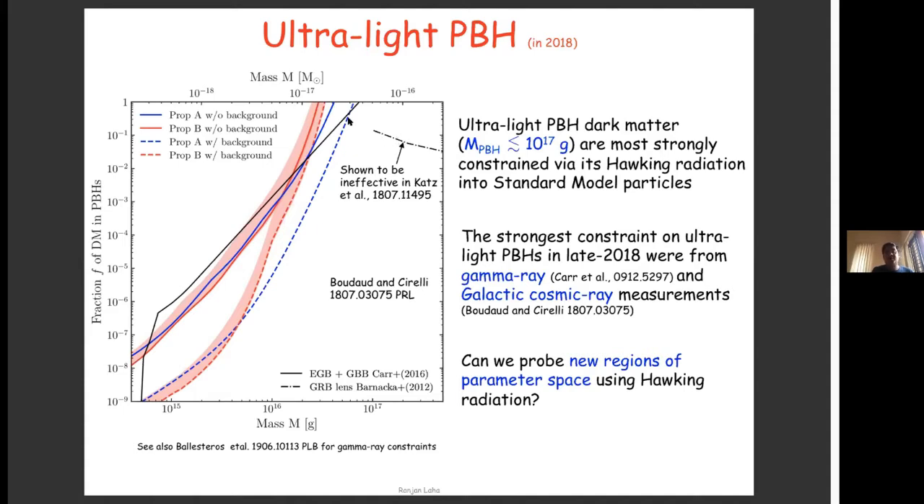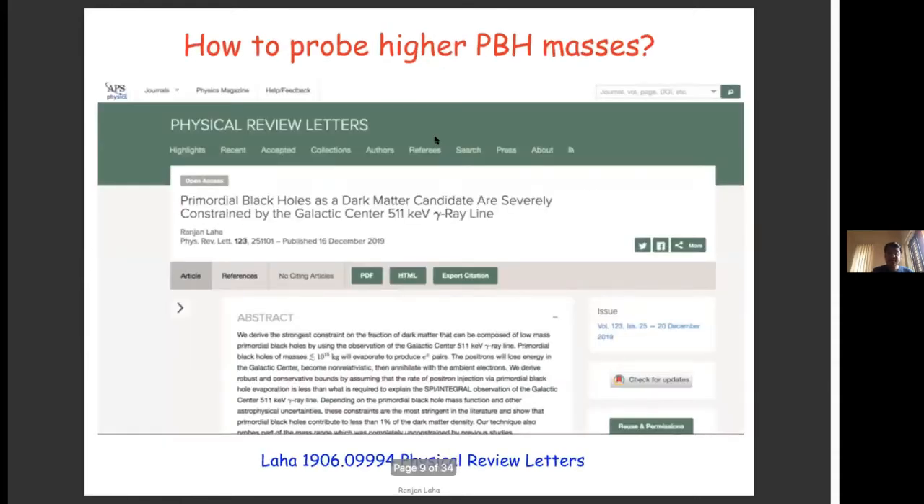So I started to think, can you probe primordial black holes in this mass range, from a few times 10^16 gram onwards? Is there a way to probe it using Hawking radiation or any other methods? The answer is yes.